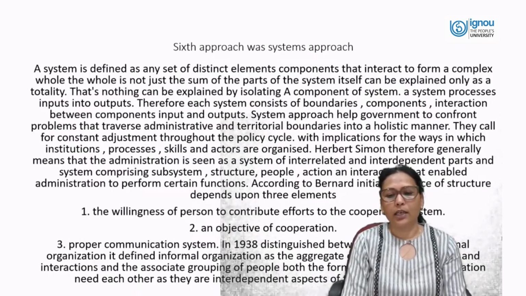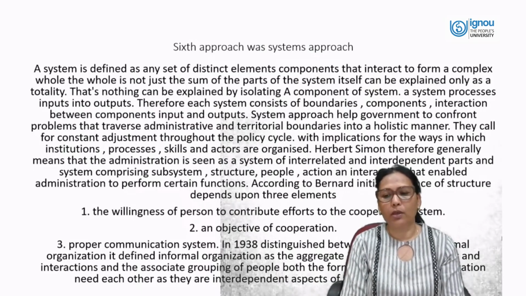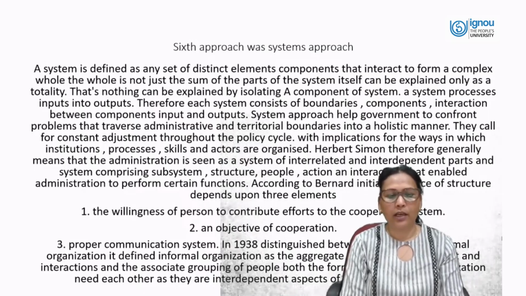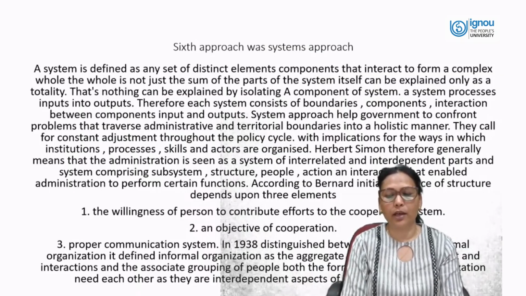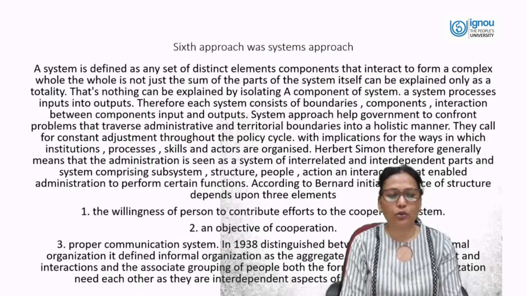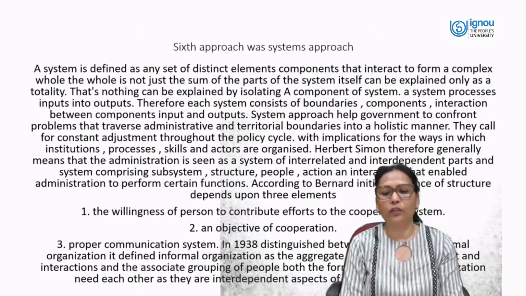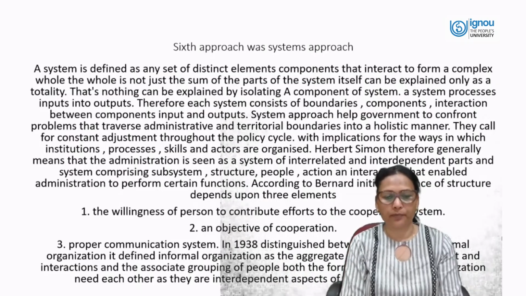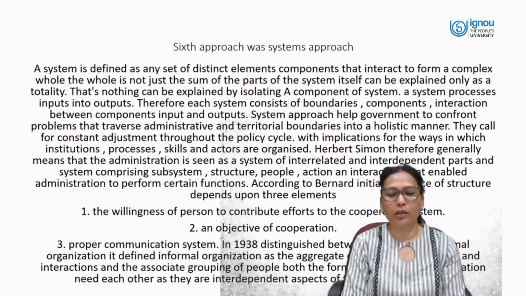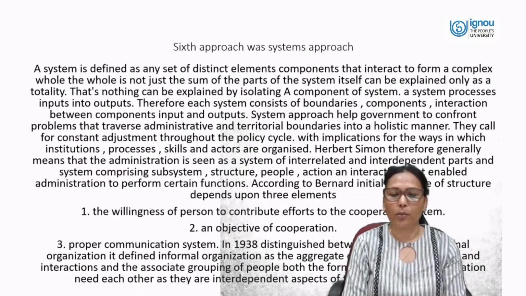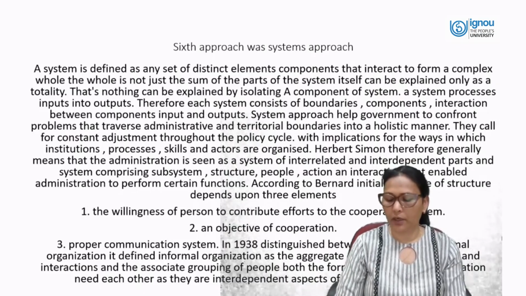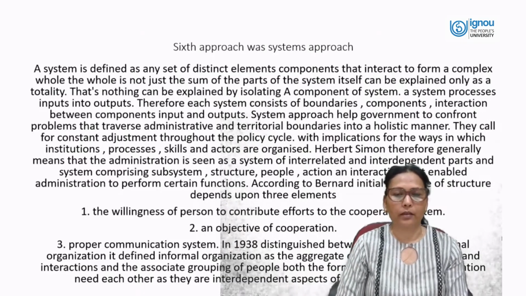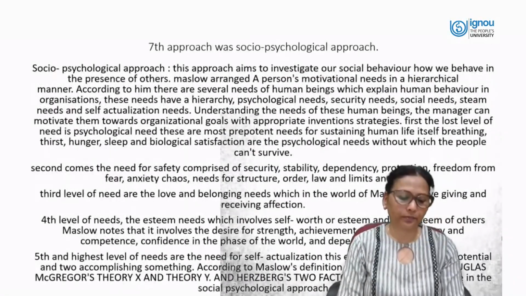In 1938, he distinguished between formal and informal organization. He defined informal organization as the aggregate of the personal contacts and interactions and the associated grouping of people. Both the formal and informal organization need each other as they are interdependent aspects of the same phenomenon. That was the distinction between formal and informal, which was given in 1938. That was the system approach.